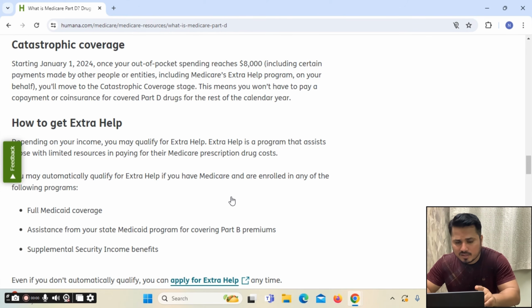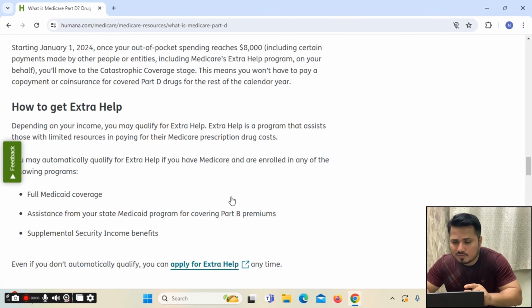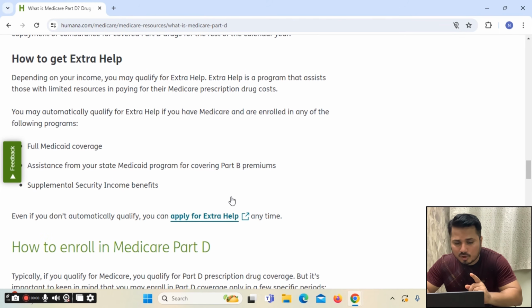Catastrophic coverage. Starting January 1st, 2024, once your out-of-pocket spending reaches $8,000, including certain payments made by other people or entities, including the Medicare Extra Help program, on your behalf, you will move to the catastrophic coverage stage. This means you won't have to pay a co-payment or co-insurance for covered Part D drugs for the rest of the calendar year.